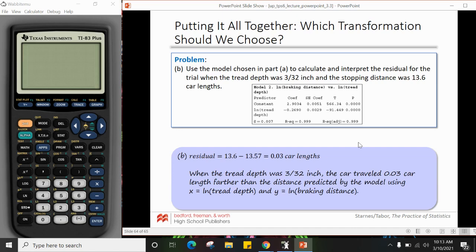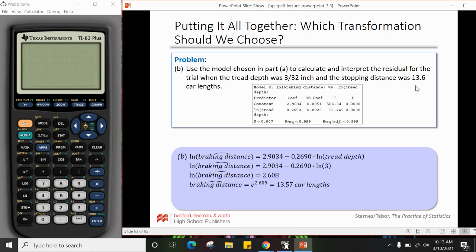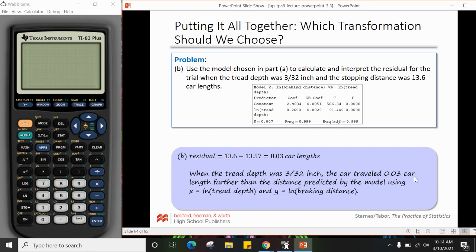For this problem, it says, using the model chosen in part A, calculate and interpret the residual for the trial where the tread depth was 3 out of 32 inch. In the trial, the stopping distance is 13.6. That's the given, that's an actual value. When I plugged 3 into my model, my approximated stopping distance was 13.57. So to find my residual, I do actual minus approximated, and I get 0.03 car lengths. The way to interpret your residual is: when the tread depth was 3 out of 32 inches, the car traveled 0.03 car lengths further than the distance predicted by the model where x equals ln tread depth and y equals ln braking distance.